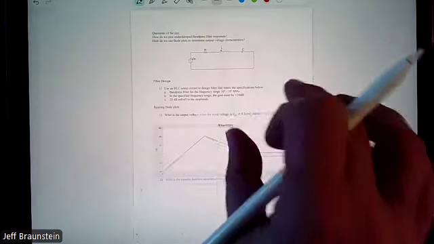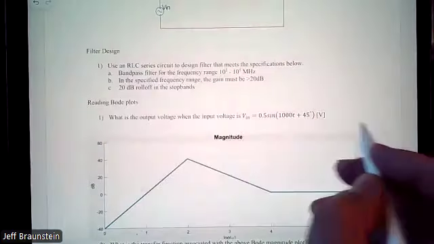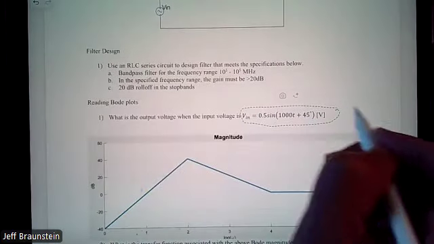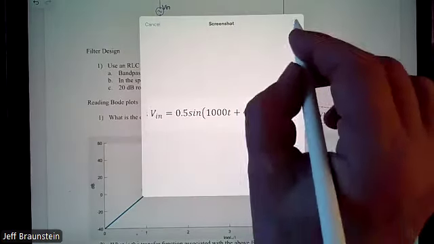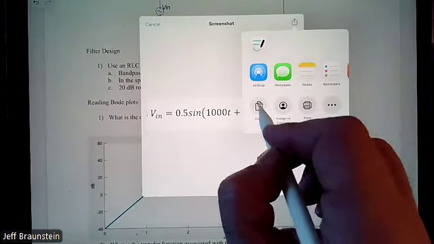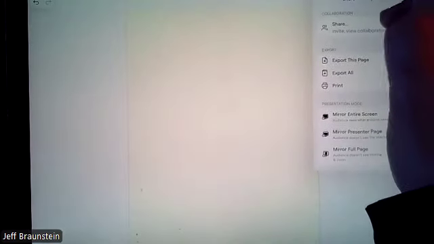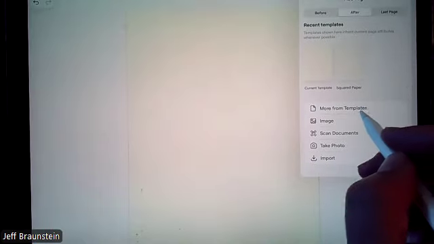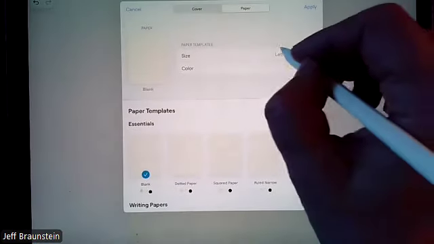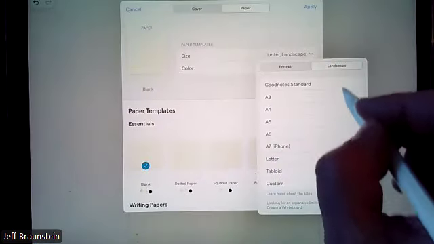Here, somewhere, is a Vin. So there's a Vin. Let's make life easy and just insert that. Oops. I don't want a vertical one. I want a landscape.